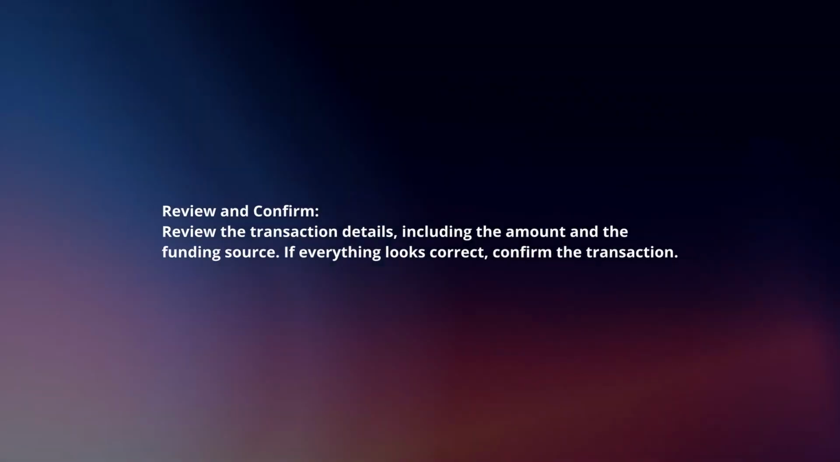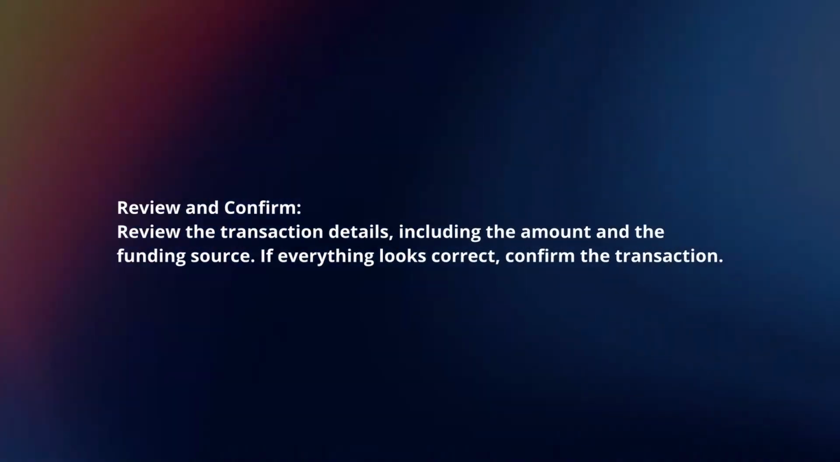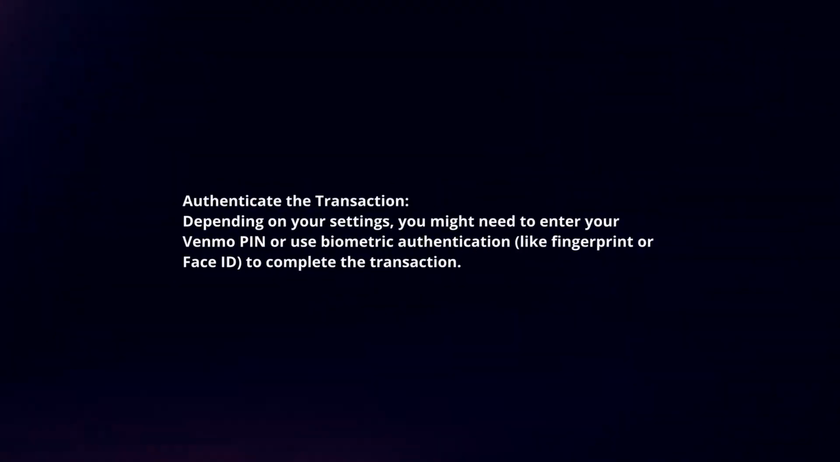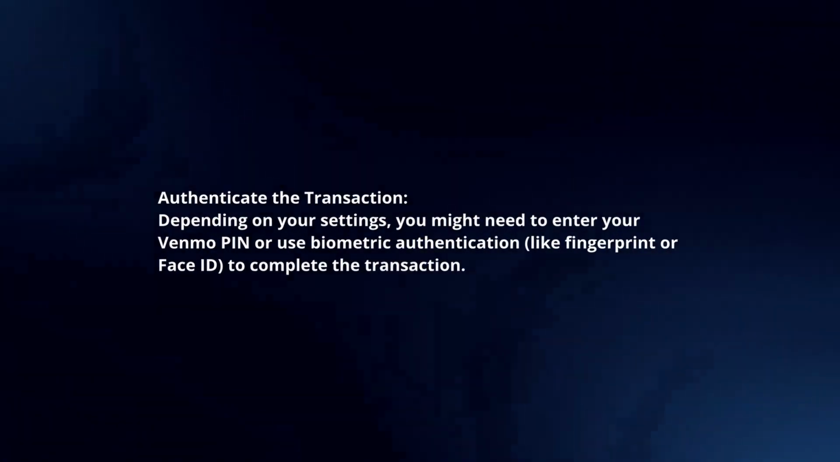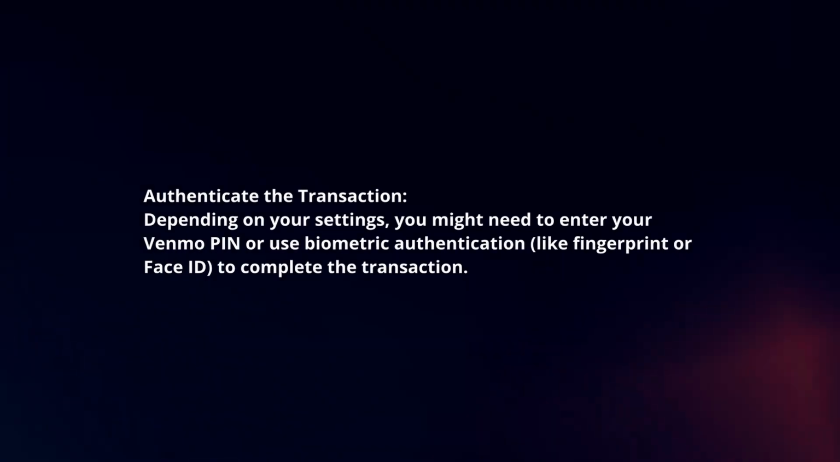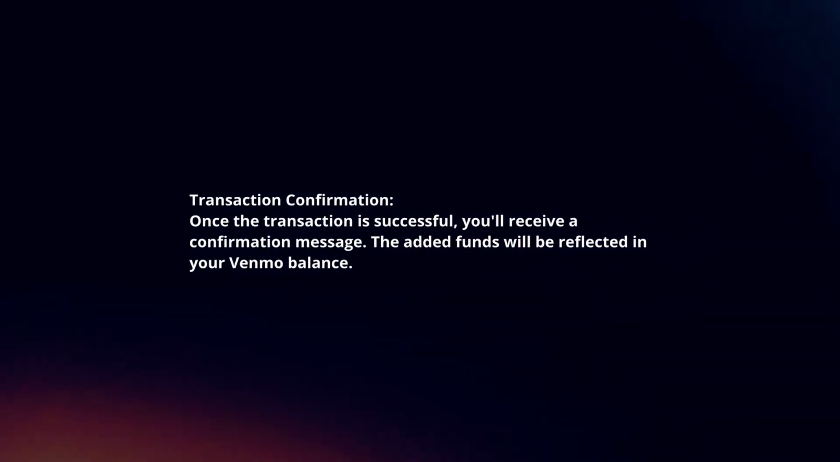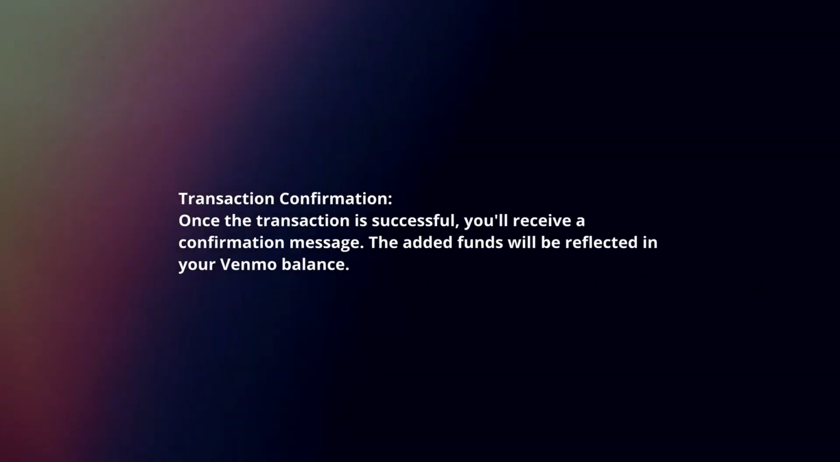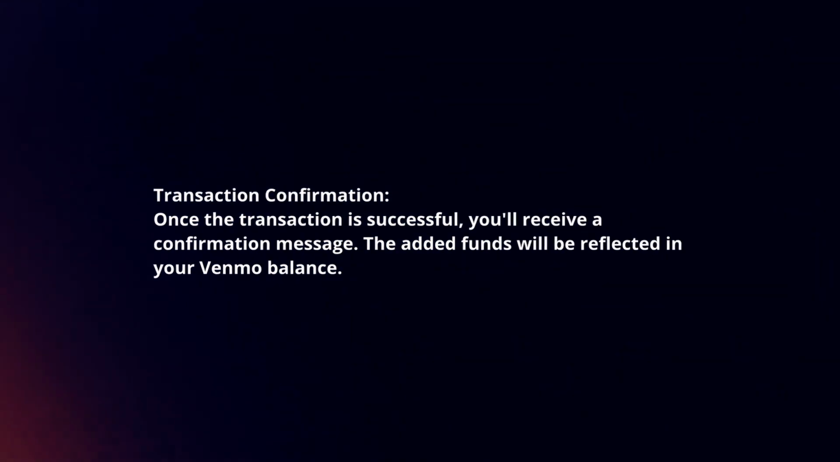Review and confirm. Review the transaction details, including the amount and the funding source. If everything looks correct, confirm the transaction. Authenticate the transaction. Depending on your settings, you might need to enter your Venmo PIN or use biometric authentication to complete the transaction. Transaction confirmation. Once the transaction is successful, you will receive a confirmation message. The added funds will be reflected in your Venmo balance.